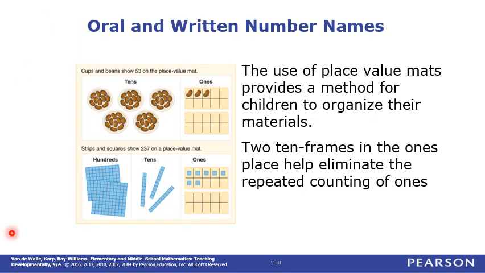On the slide here, you see 2 different place value mats. The one on the top with the beans just has tens and ones, and then the one underneath it with the base 10 blocks has hundreds, tens, and ones. These are simple mats, right? And they're divided into these different sections, but they do help reinforce the concept of groups of 10. And so the use of these place value mats does provide a method for children to organize their materials. And then using the 2 10 frame method in the ones place at the bottom does help to eliminate the repeated counting of ones, because you're using that second 10 frame.